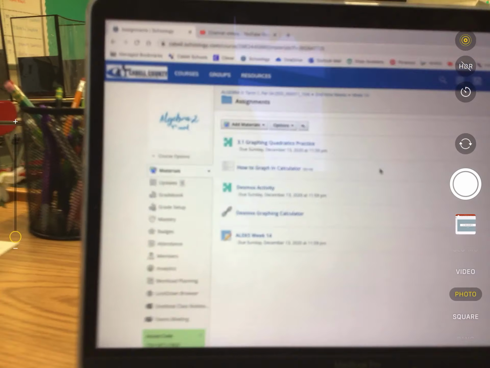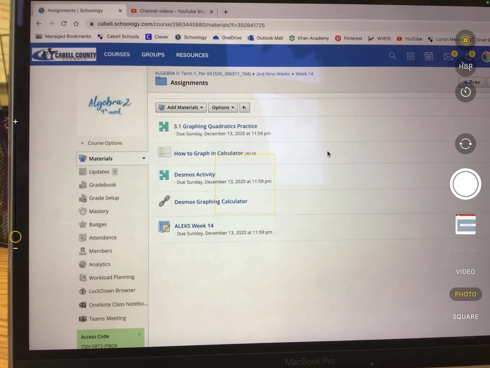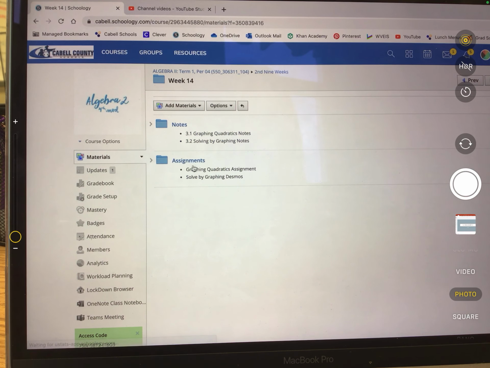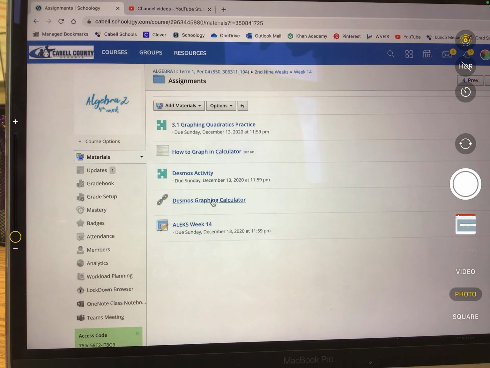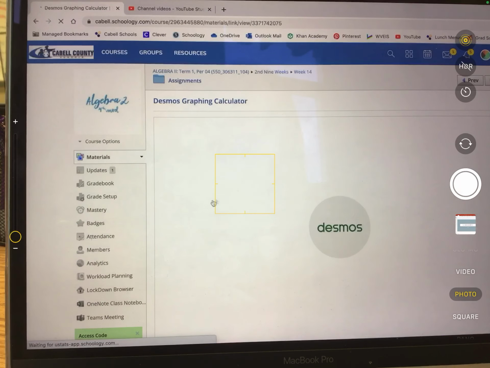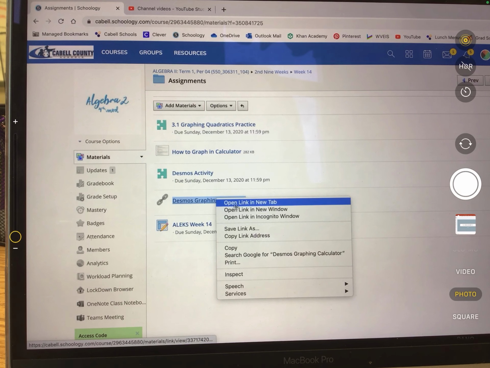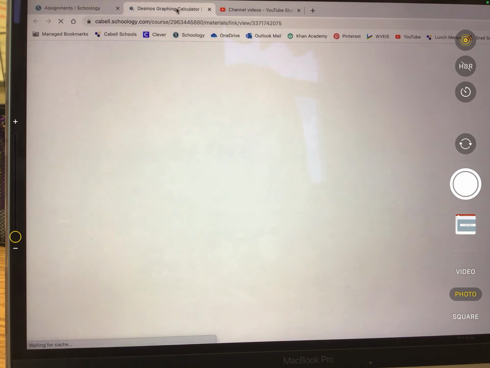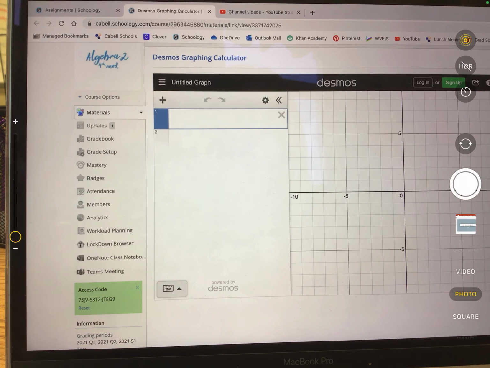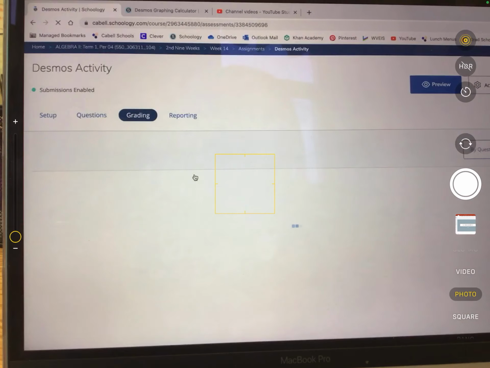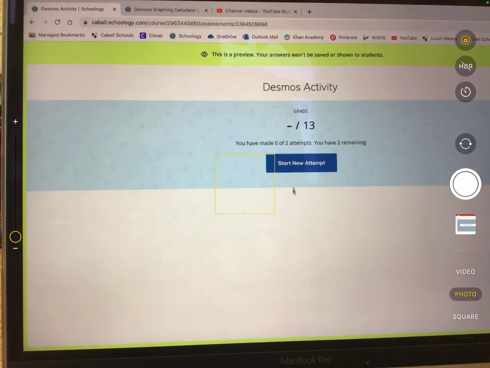Let me show you the assignment. If you've never heard of Desmos, you're going to love it. Desmos is a graphing calculator that is just a website online and it's free. So in week 14, in the assignments, I put a link to Desmos. So go ahead and open that. It will even open right here. Let me go back to assignments. Let's open this in a new tab. Open link in new tab. So here's the graphing calculator. Beautiful. And let's go back. So here's the Desmos activity.